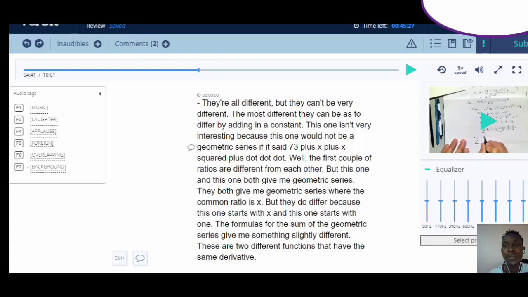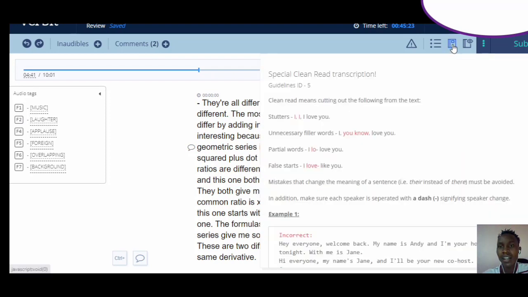Hello guys, this is a sample of a mathematical job. So the first thing to do, click on guidelines, so that you can see what we are required to do with this job. As you can see, the most essential thing here is, in addition, make sure each speaker change is separated by a dash to signify speaker change. So make sure from one speaker to the next you use a dash.